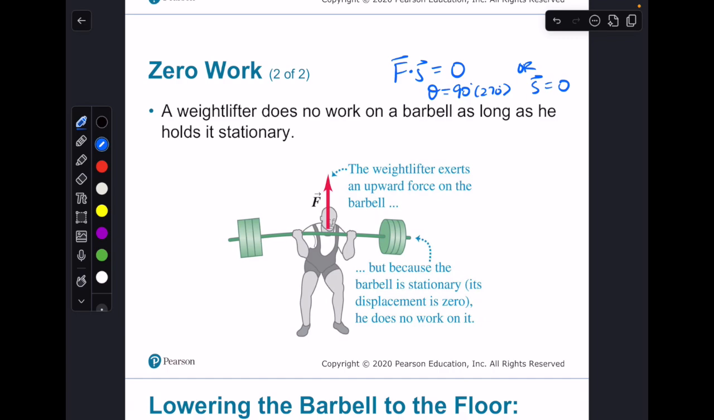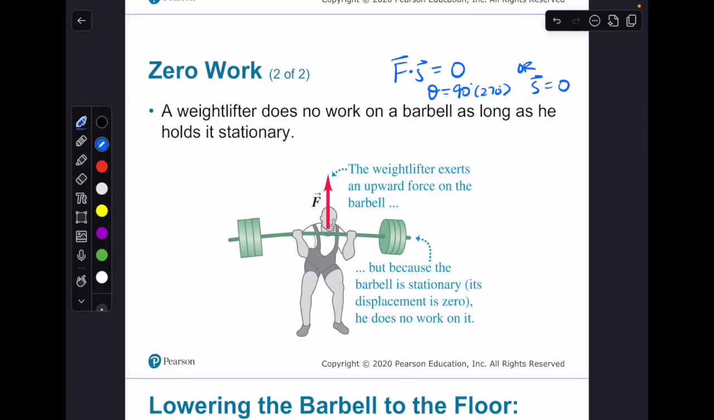So we have a weightlifter holding a barbell still, right? The barbell is not moving. Is the weightlifter doing work on the barbell? Technically, no, he's not, right? He's holding it stationary. So there is no motion, and therefore there is no transfer of energy, okay? He is just holding it still.